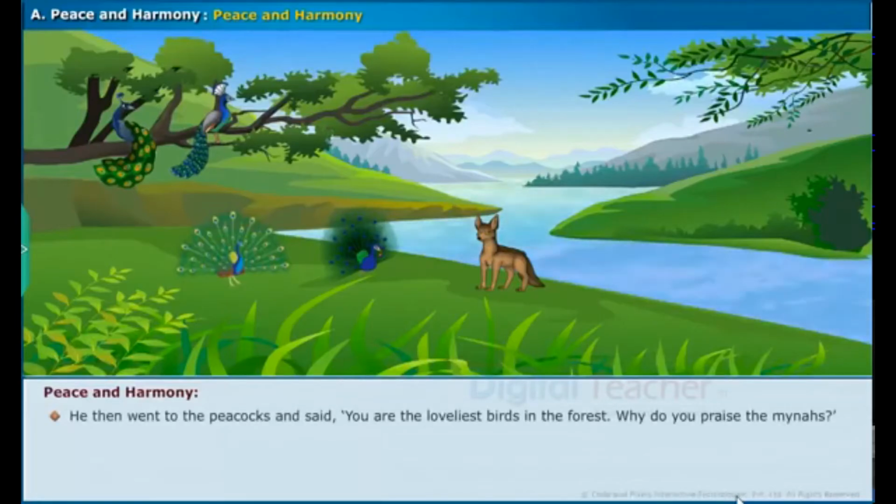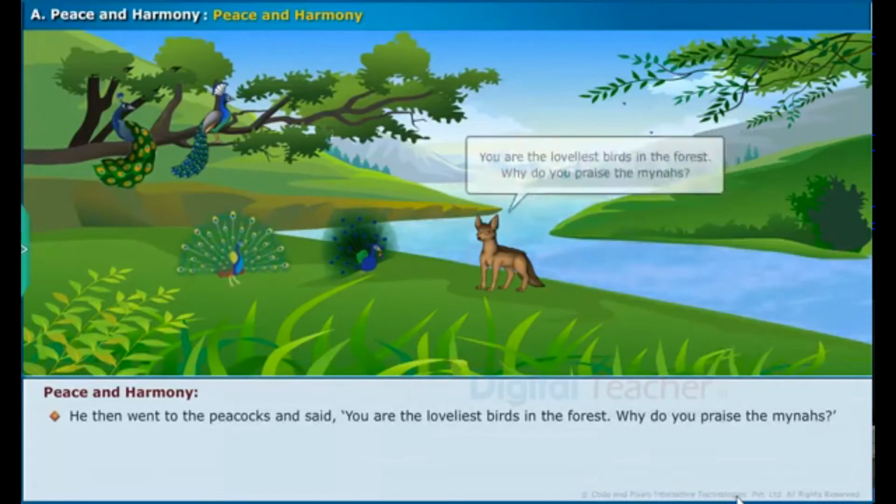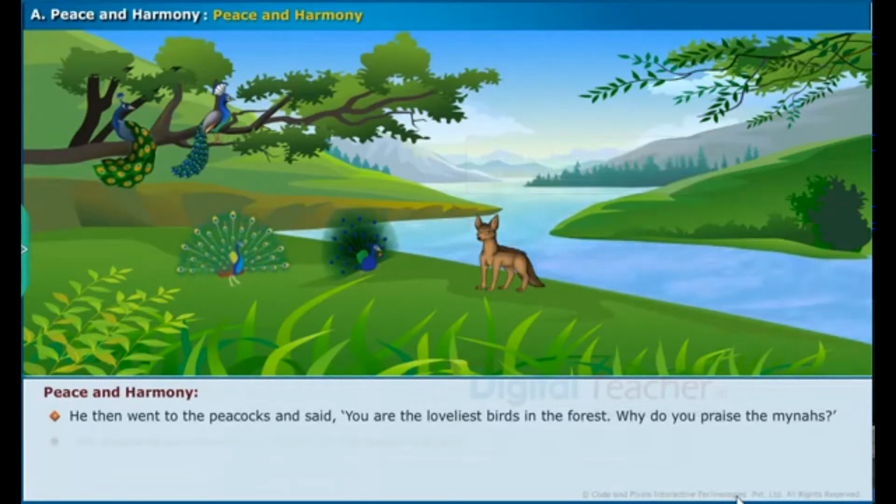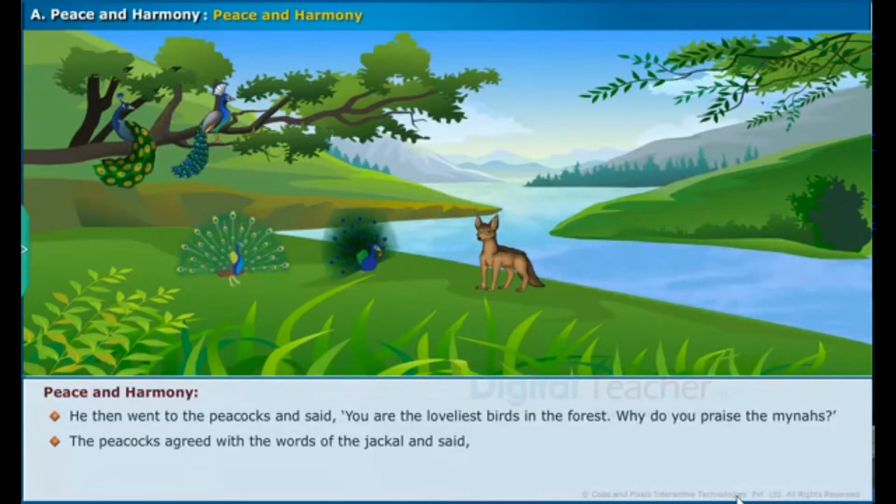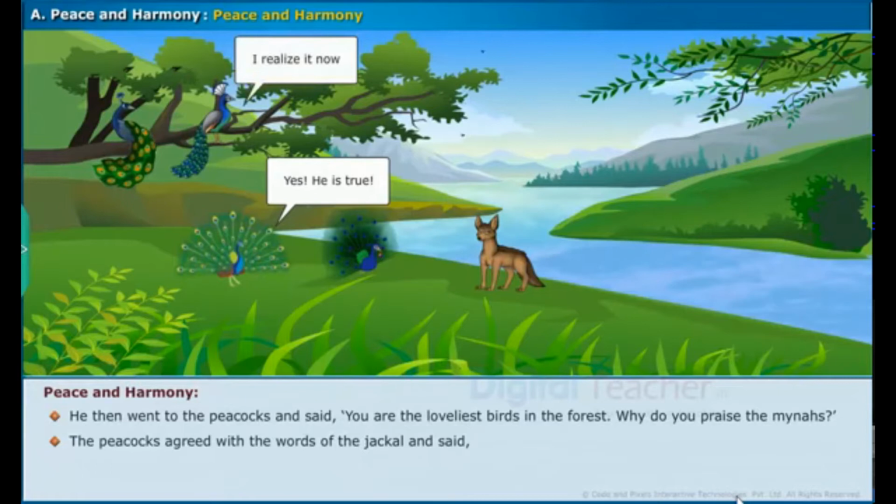He then went to the peacocks and said, "You are the loveliest birds in the forest. Why do you praise the mynahs?" The peacocks agreed with the words of the jackal and said, "Yes, he is true. I realize it now. Yes, we are the most beautiful birds."